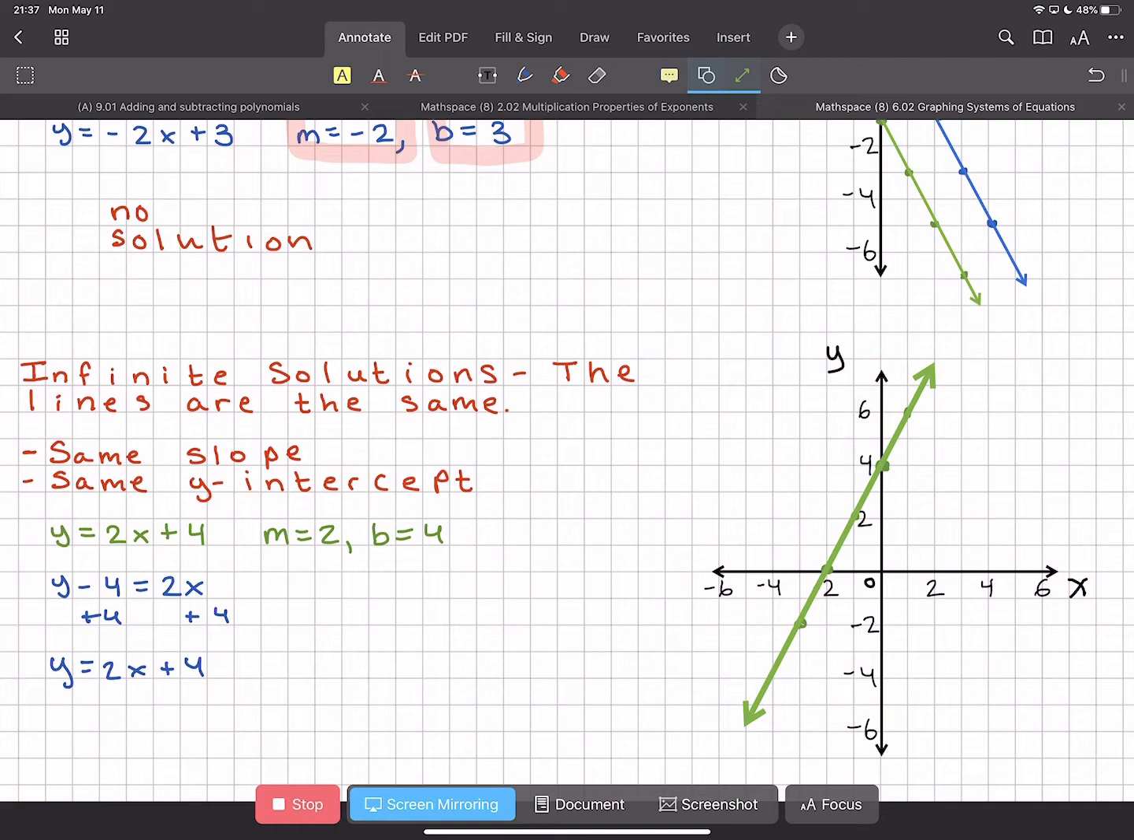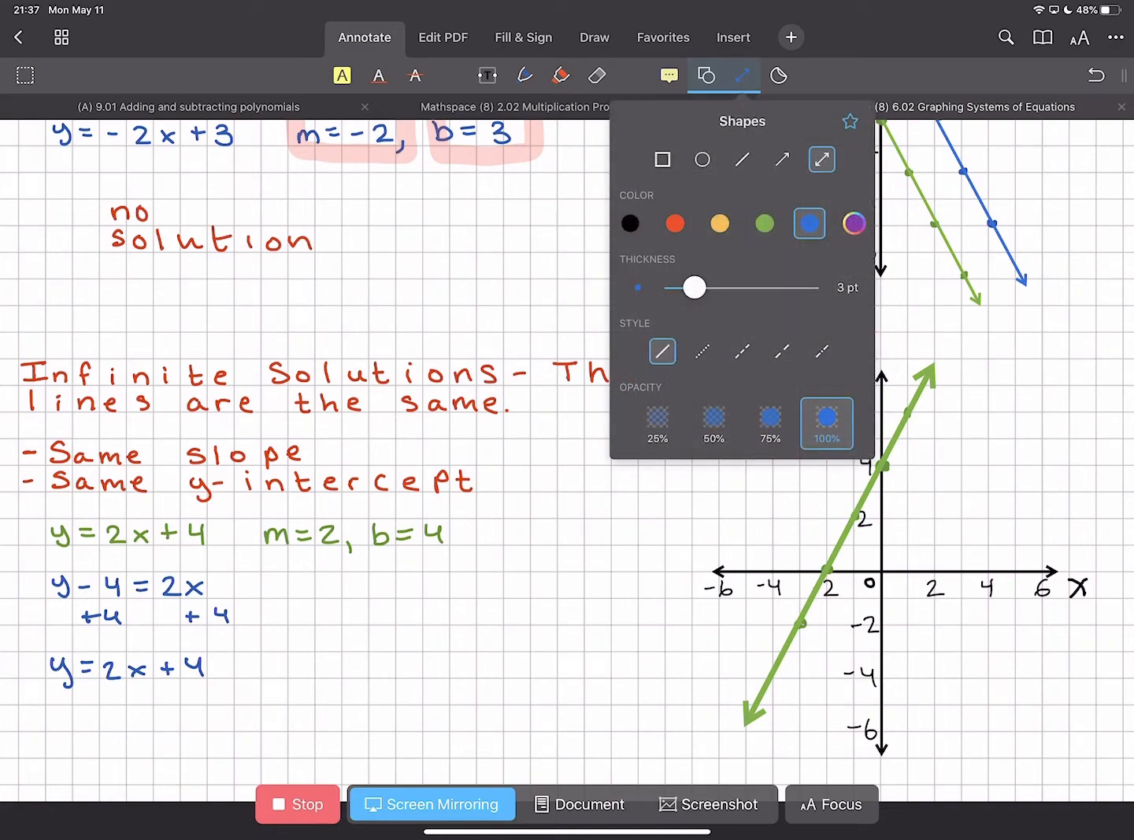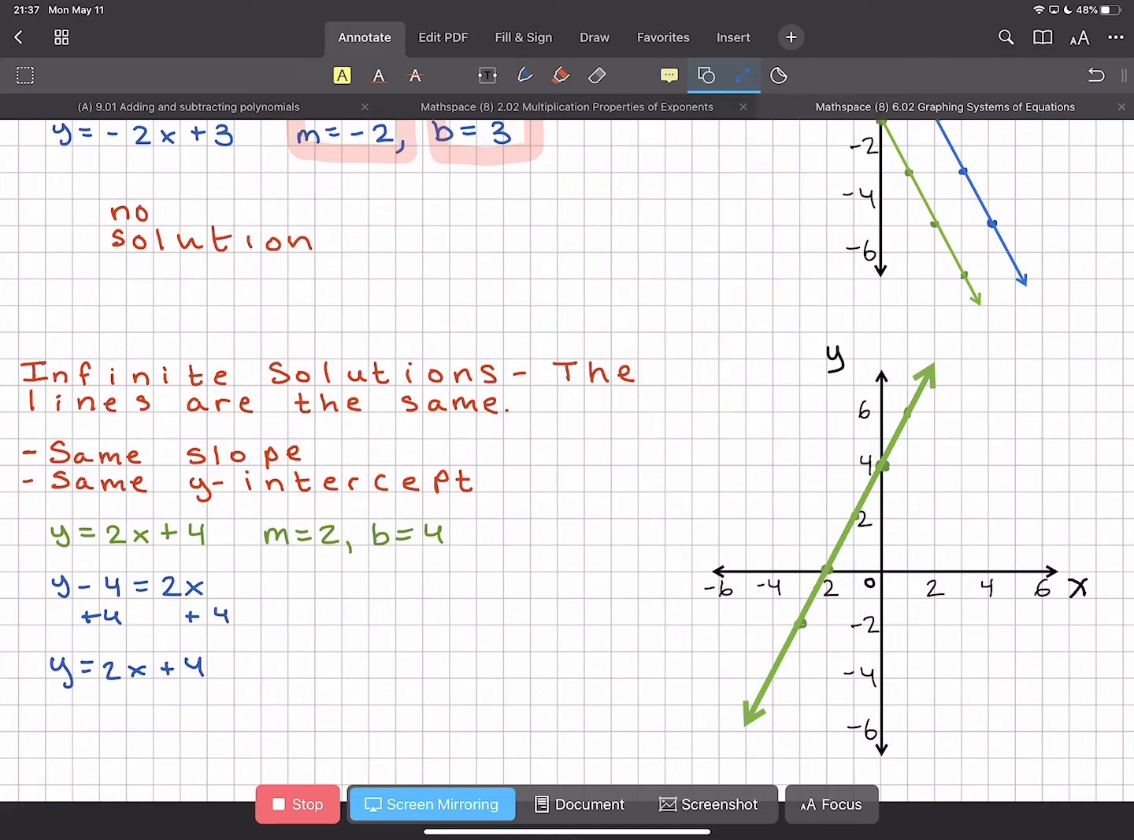And now it's pretty obvious that they're the same, but just to show you, when I go to graph it, again, the slopes are the same, the y-intercepts are the same, and when I graph the line, it goes directly on top of the green line. They overlap every single point. There's an infinite number of solutions there.